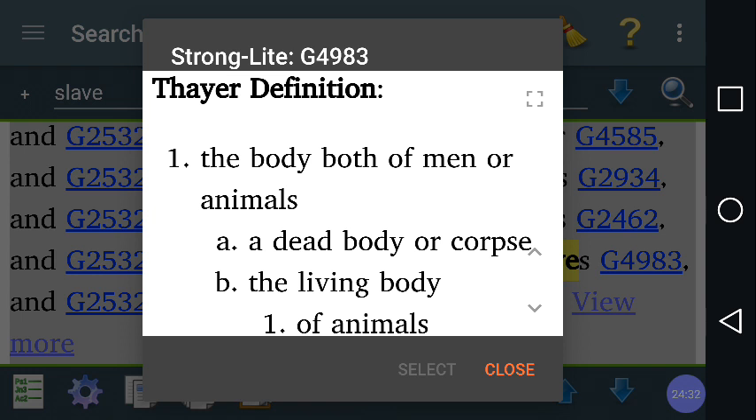So here, according to Thayer's definition, one, the body both of men and animals. 1A, a dead body or corpse. So you're going to enslave a dead body or corpse? Now we can get into the whole Negro, nigger, in the Latin, black. Nigger, black, and the O at the end, we can speculate that that's from the Omega, like the Alpha and Omega, the beginning and end, and Omega means death, so it means dead black. You can go there if you want to, and we can go there as well, but we're just looking at this second place that slave is found in the translation of the 400-year Bible known as the King James Version of the Bible.